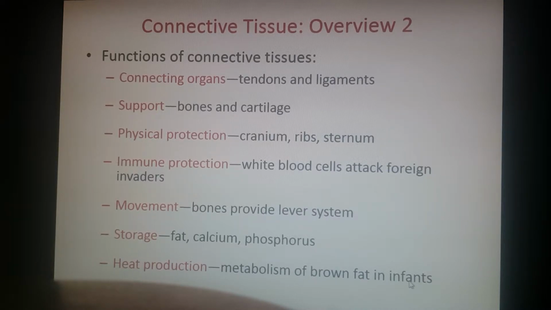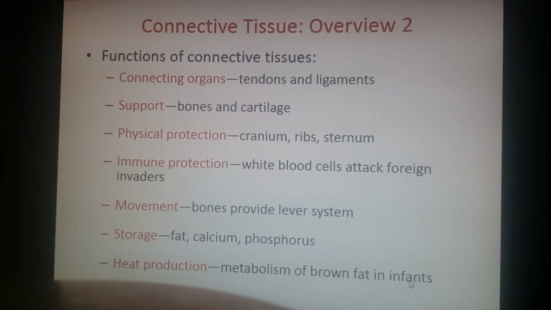They're involved with immune protection, so the white blood cells that are made inside the bones help with our immune system. Our bones provide the levers for movement, so as the muscles contract, they'll pull on the bones in order to cause movement. They help with storage, so our adipocytes, or our fat tissue cells, will store our triglycerides, calcium stored in bone, phosphorus stored in bone.